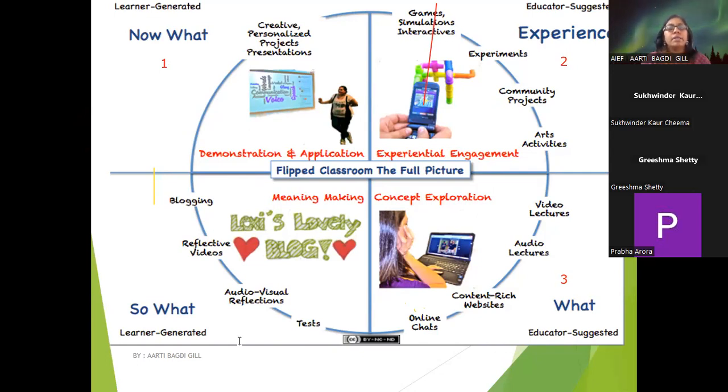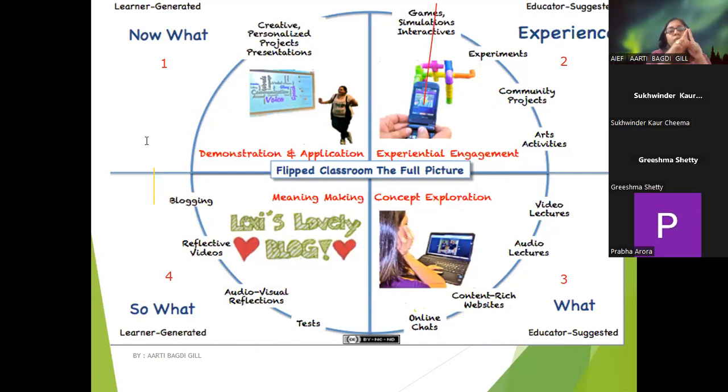In the second one, I can see experiments, experiential engagement, games, art activities going on. Interesting. In the third one, I can see exploration, concept exploration is going on. And in the fourth one, I am making or blogging or reflective videos or audio visual reflections, test, etc. going on. So my question is for everyone, let's contribute for the answer. The numbering which I have given here, is it correct?